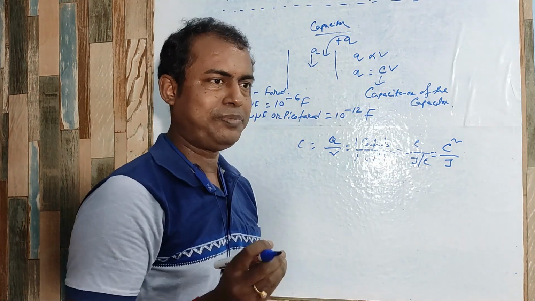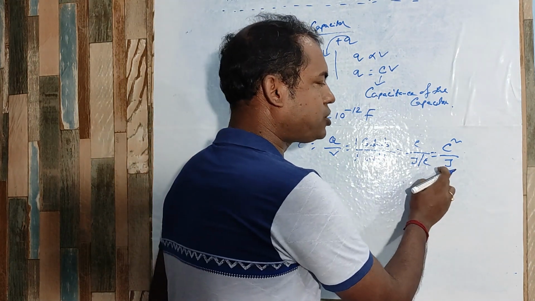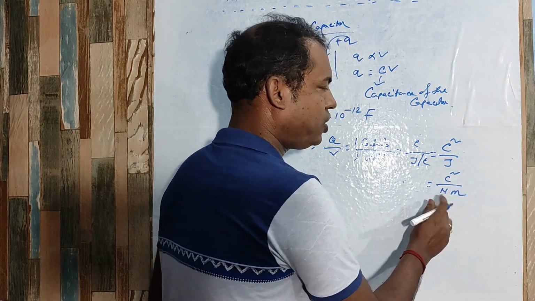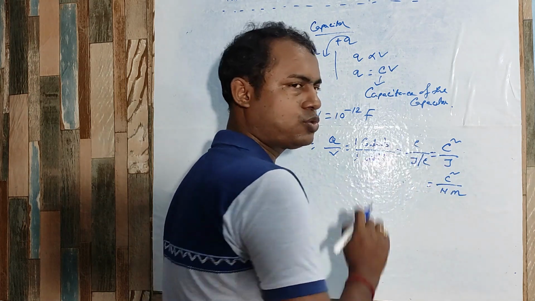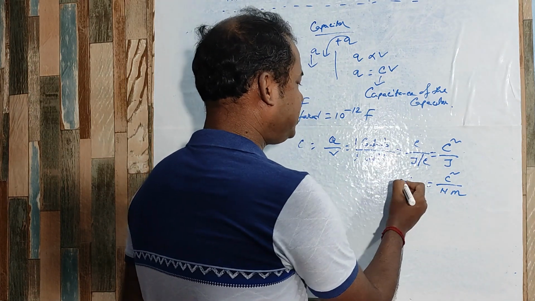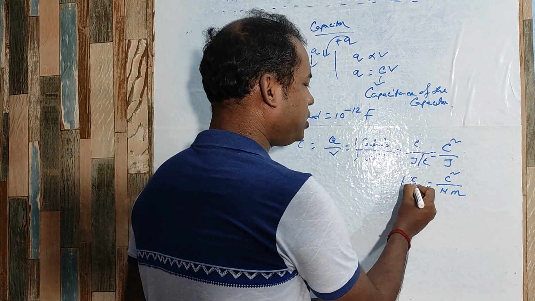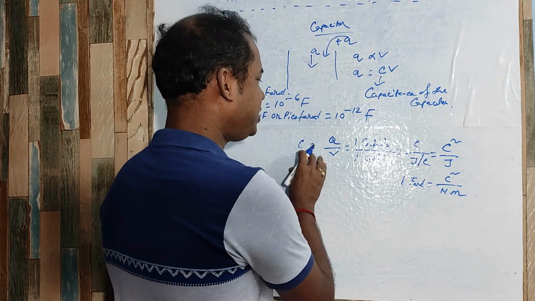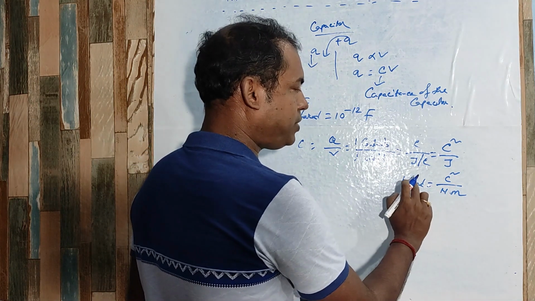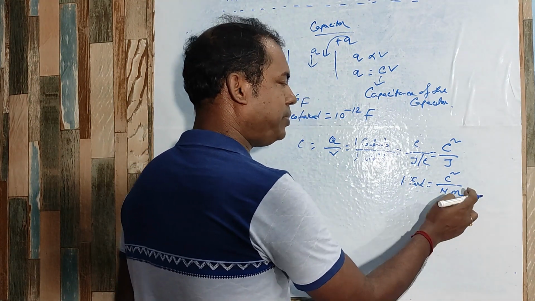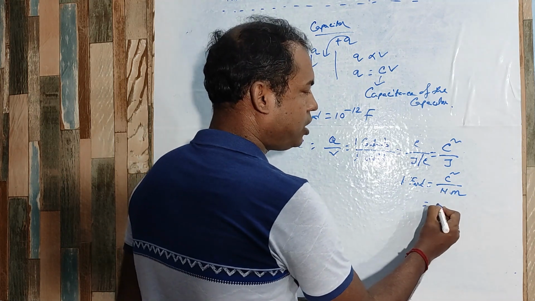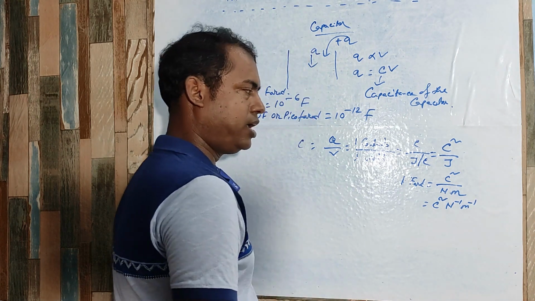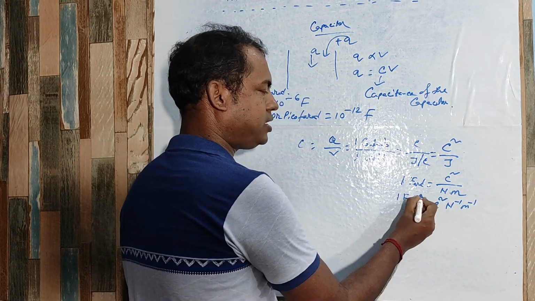So what is joule equal to? It may also be written as Newton meter, because 1 Newton into 1 meter equals 1 joule. So we write 1 farad equals coulomb square per Newton into meter. This is the conversion from farad to coulomb square per Newton meter, the SI unit. So coulomb square Newton to the power minus 1 meter to the power minus 1 is 1 farad.